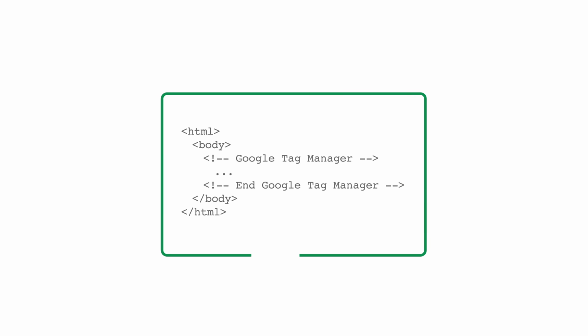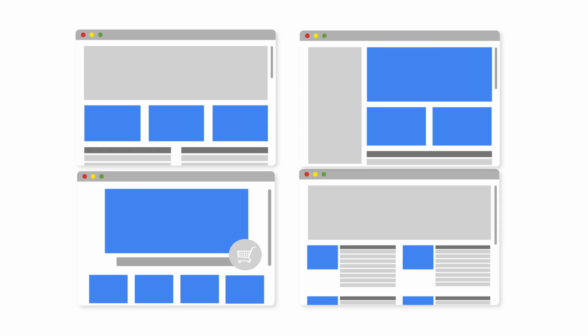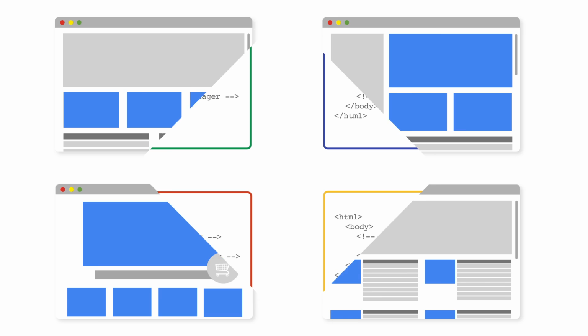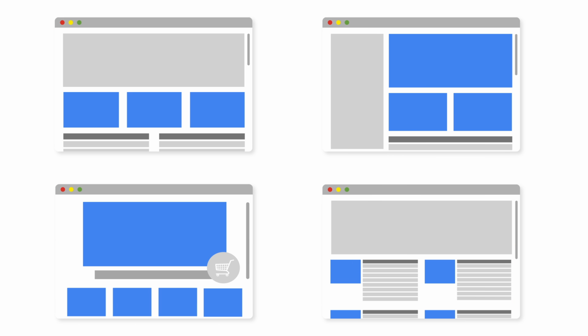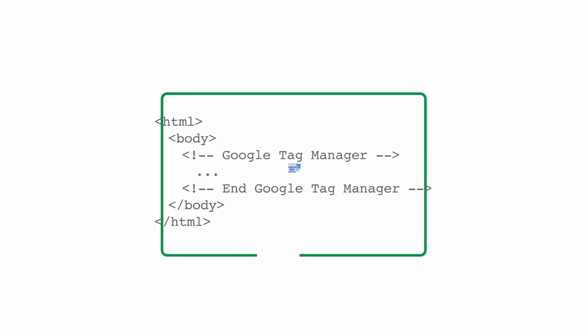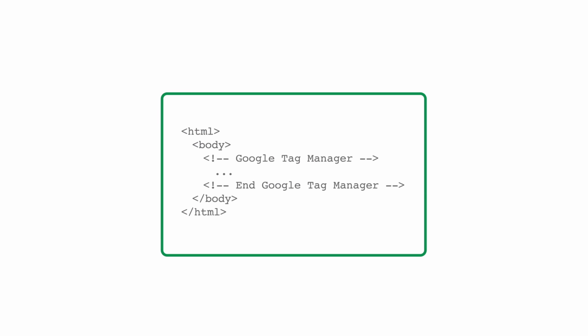Typically, you should set up one container per web domain. If you manage multiple domains, you will want to create a separate container for each one. However, if the user experience and tags on a website span more than one domain, it's best to set up a single container that serves all of the domains involved.